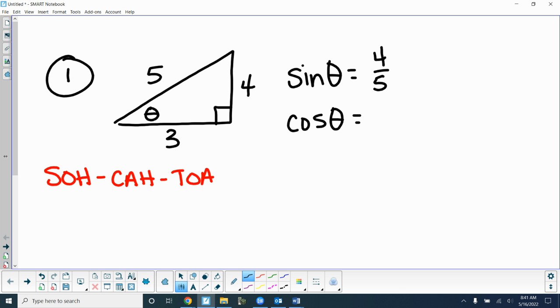Cosine of theta, adjacent 3 over 5 hypotenuse. Tangent of theta, opposite 4 over adjacent 3. Simple. Okay, just the fractions, all you need. No decimal. There were no radicals to worry about.